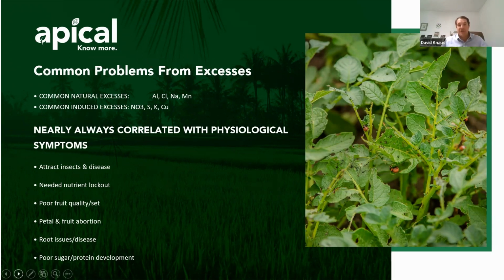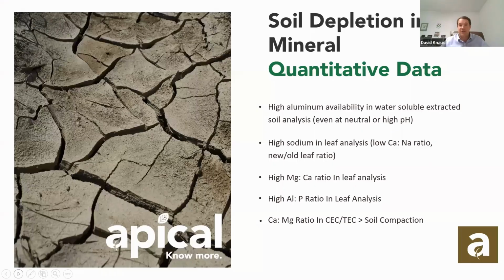Some of the items listed here, such as poor fruit set or nutrient lockout or poor sugar development, all of these things have consequences economically, seen or unseen. But as many people have realized, a lot of these problems start in mineral quantitative data. And so if we find high aluminum availability on water-soluble extracted soil analysis, even at neutral or high pH, or if we find high sodium in leaf analysis, we find huge amounts of soil depletion that are happening.